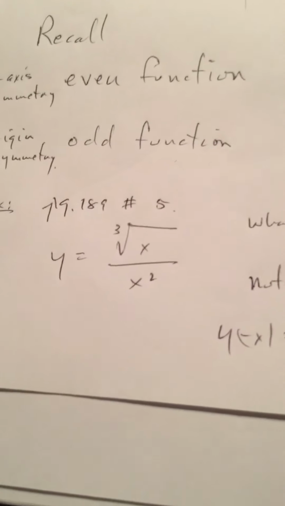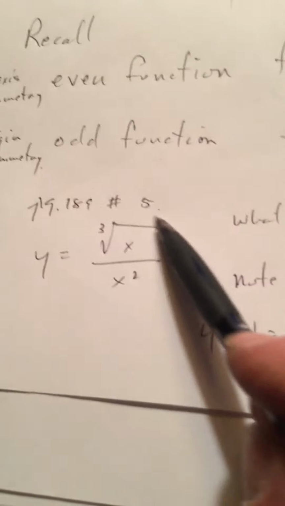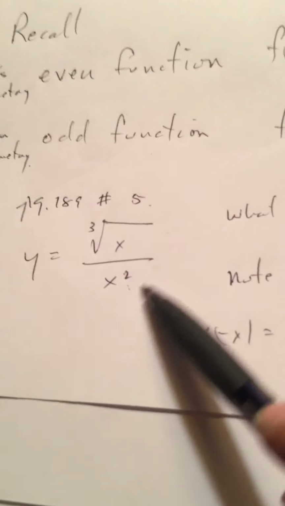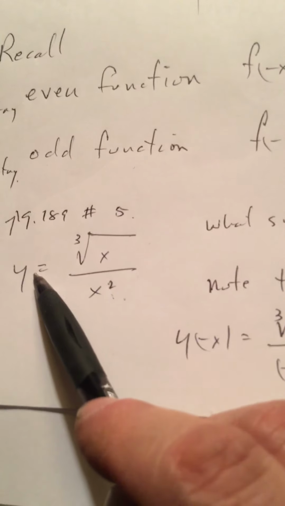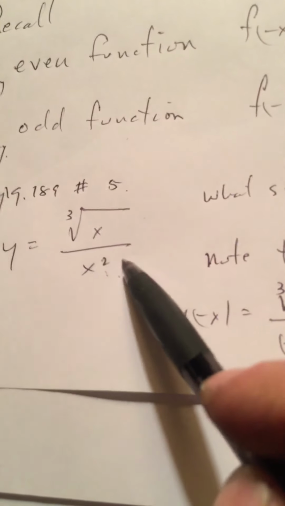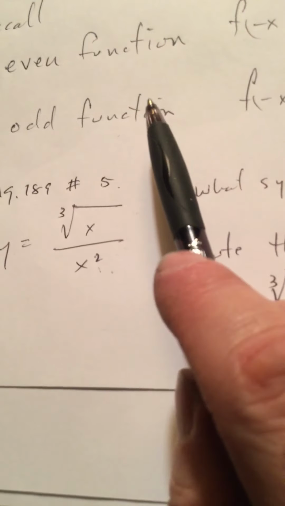Okay, page 189, number 5. Detect any symmetry that you can, if it's symmetric. Analyze it and describe it. y of x is the cube root of x divided by x squared. Well, what do you think?